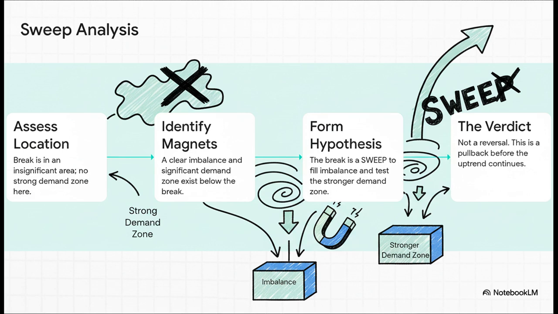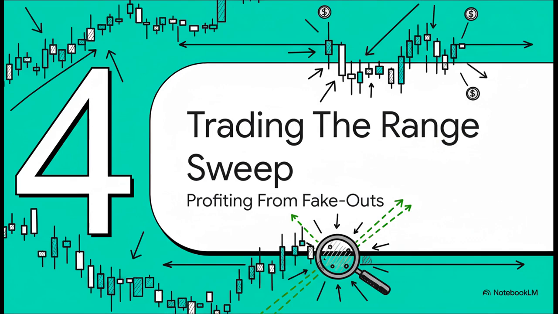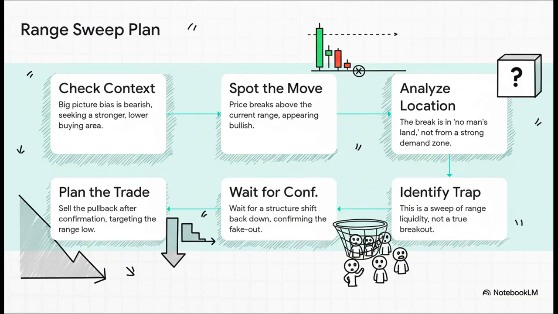Now, this same exact logic is super powerful when you're looking at a market that's just moving sideways in a range. These kinds of fakeouts happen all the time in ranges, and if you can learn to spot them, it can open up some really fantastic trading opportunities. So let's walk through the game plan. First, our big picture context, our bias, is telling us the market probably wants to go lower to find that strong buying area we talked about.